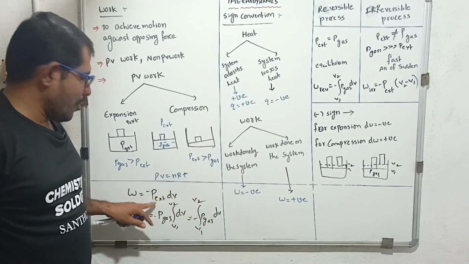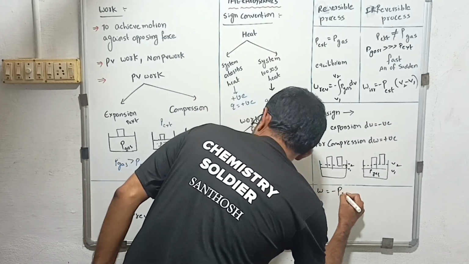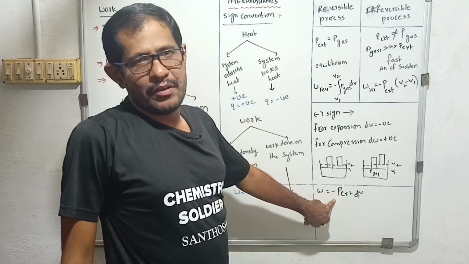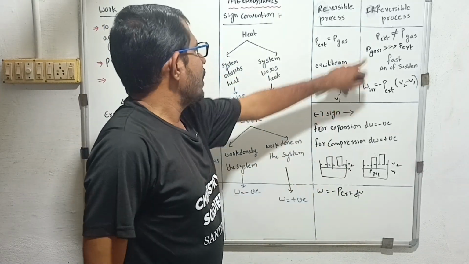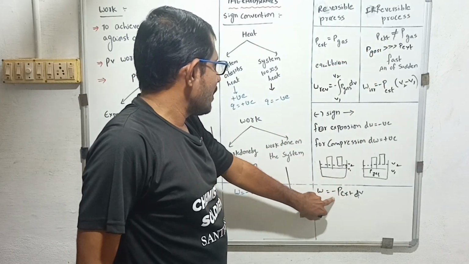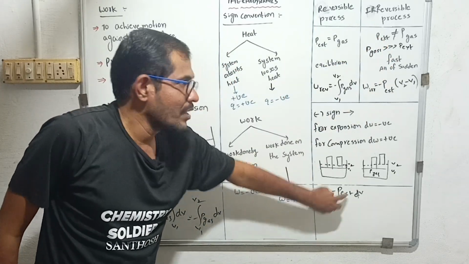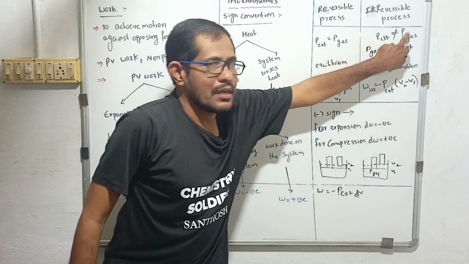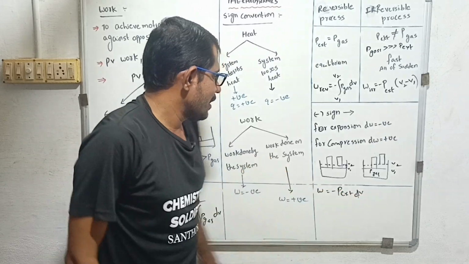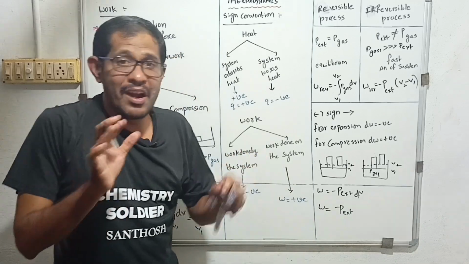While coming to the irreversible process, first write P external into dV. This is the work formula. Now, while writing for the irreversible process, P external is not equal to P gas. So we need to keep the P external as it is, into dV. So W equals minus P external into, here the change is coming suddenly, not in an infinite number of steps.